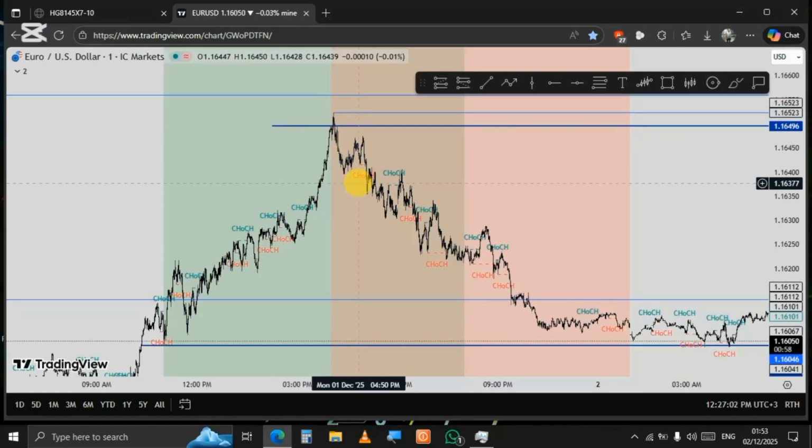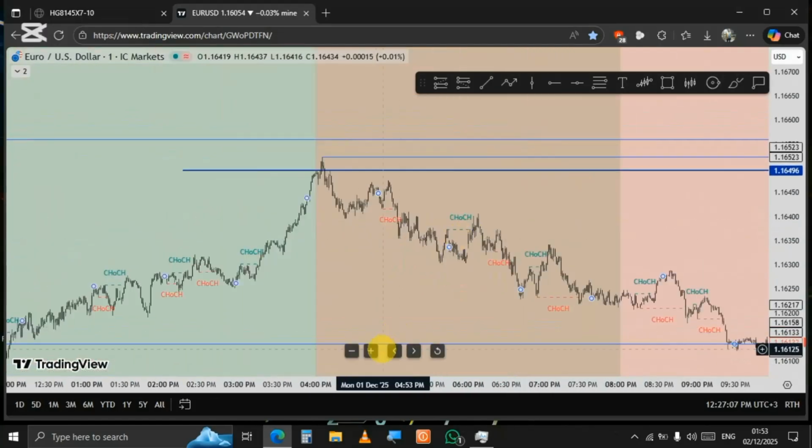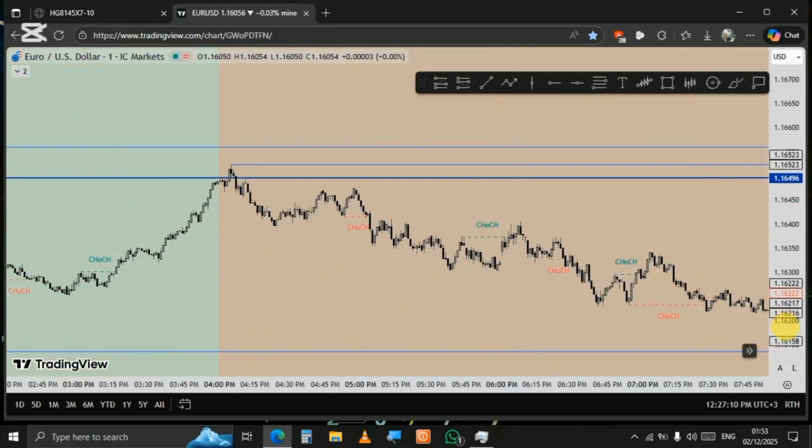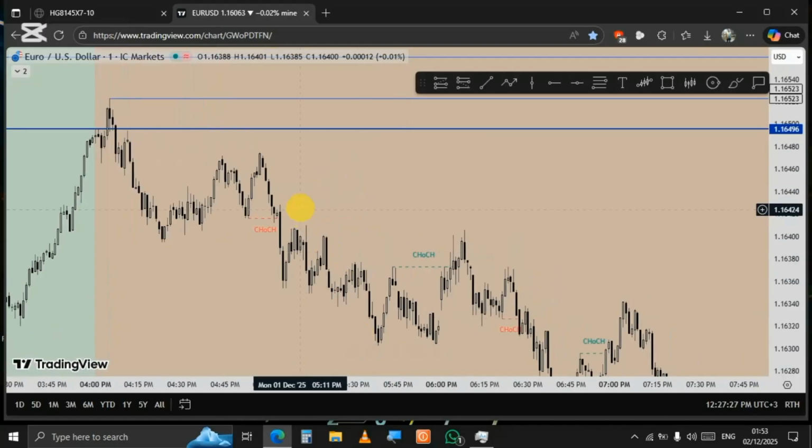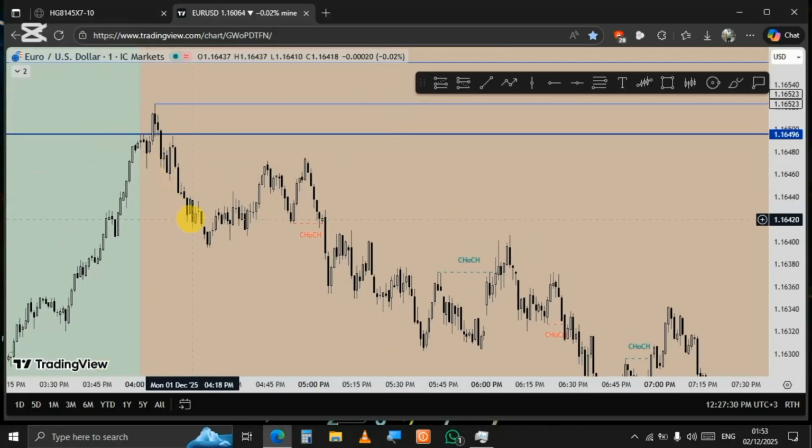Let me zoom in. So you see when price came and grabbed the high of the day and high of London, it does this, it does this. Then you see the change of character. By change of character, I mean the internal change of character. I don't care what you see as a change of character, I don't care, bro.